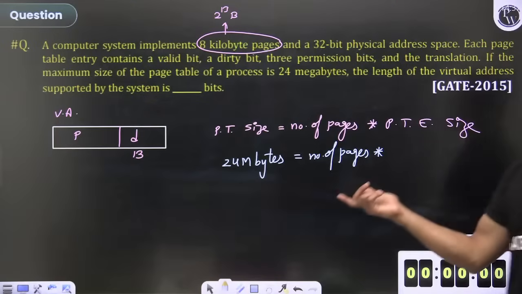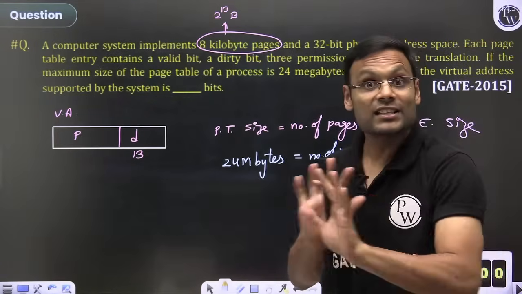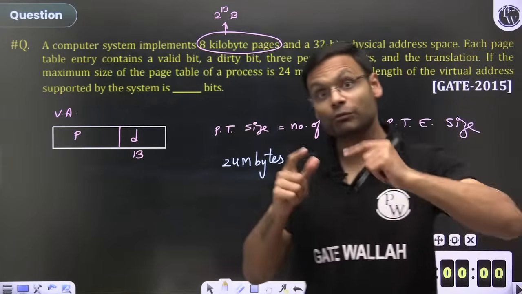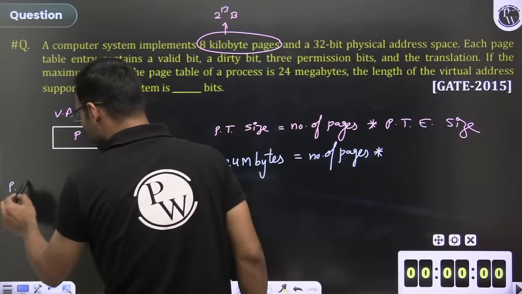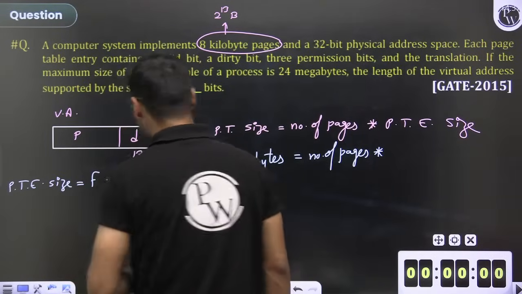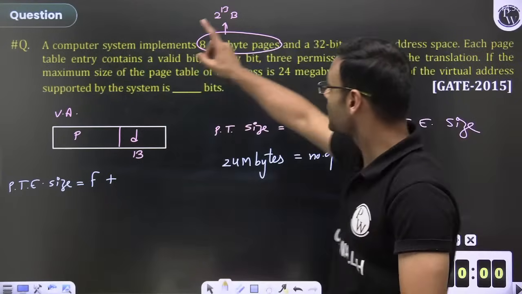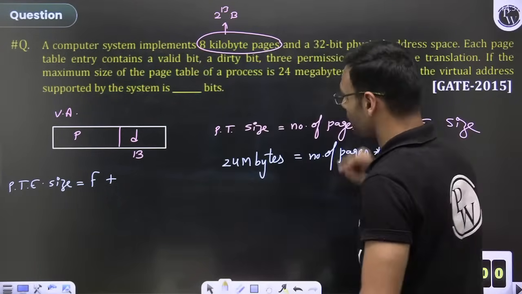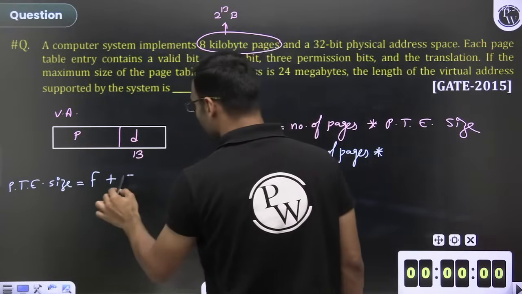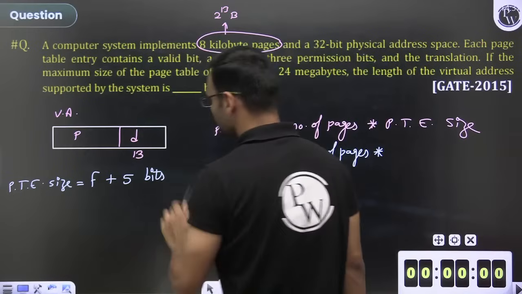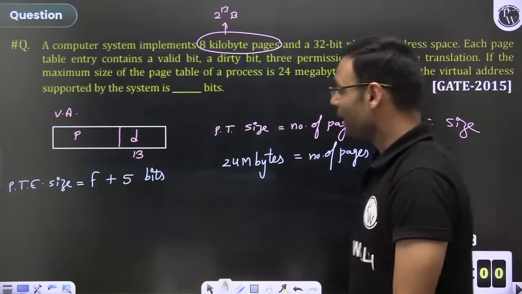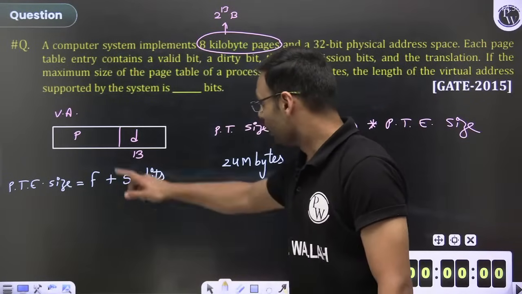Page table entry size, I don't know; it is not given in the question. But we know the page table entry contains the frame number plus additional bits given in the question. Each page table entry contains one valid, one dirty, and 3 permission bits, so 5 extra bits. So it is F plus 5 bits.